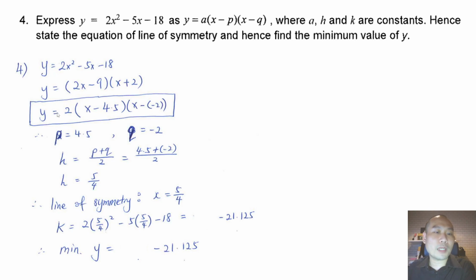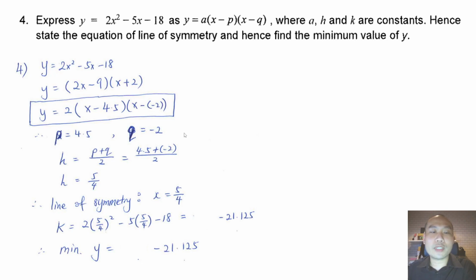to extract out 2 as a common factor. So the 2 is actually my a, right? I take out the a, which is 2, and what I have left inside here will be x minus 4.5. The other one is fine, right? x plus 2 is just x minus negative 2, it doesn't matter. The reason why I write it this way is so that I can then identify the value of p and q properly. So value of p here is 4.5, value of q here is negative 2.